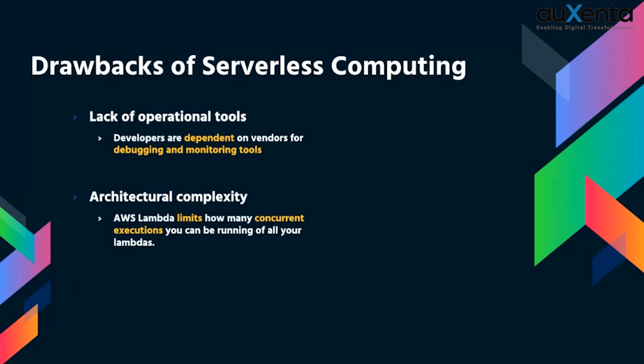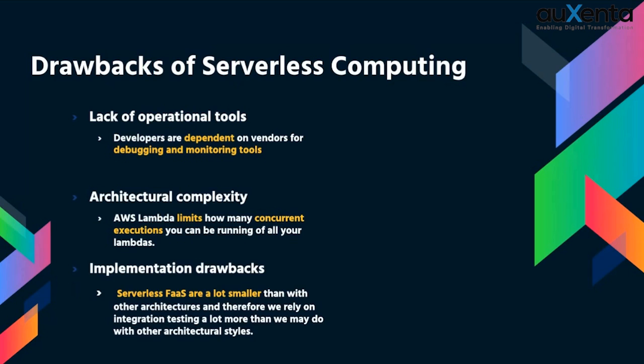AWS Lambda limits how many concurrent executions of all your Lambdas you can be running. The problem here is that it is limited across your whole AWS account. Some organizations use the same AWS account for both production and testing. That means if someone somewhere in your organization does a new type of load test and starts trying to execute thousands of concurrent Lambda functions, you will accidentally DoS your production application as well.